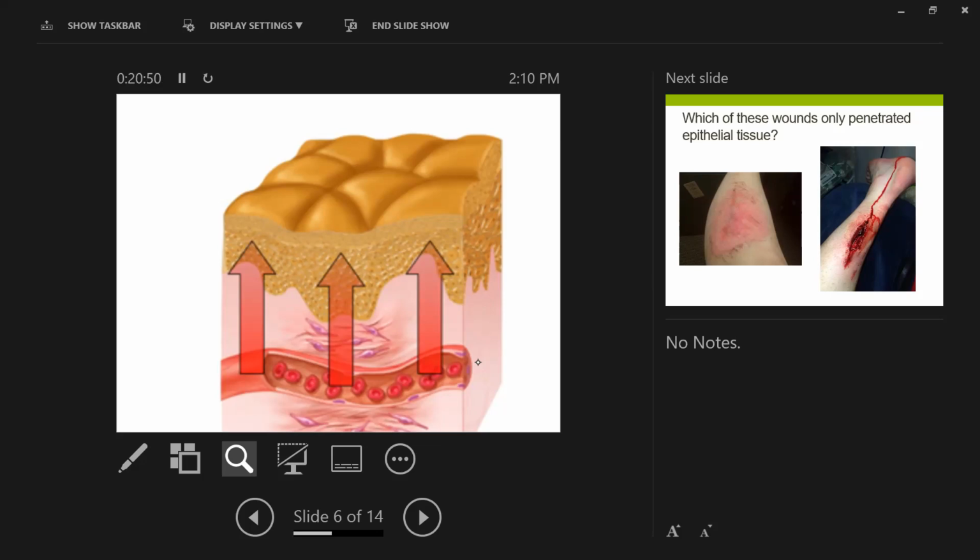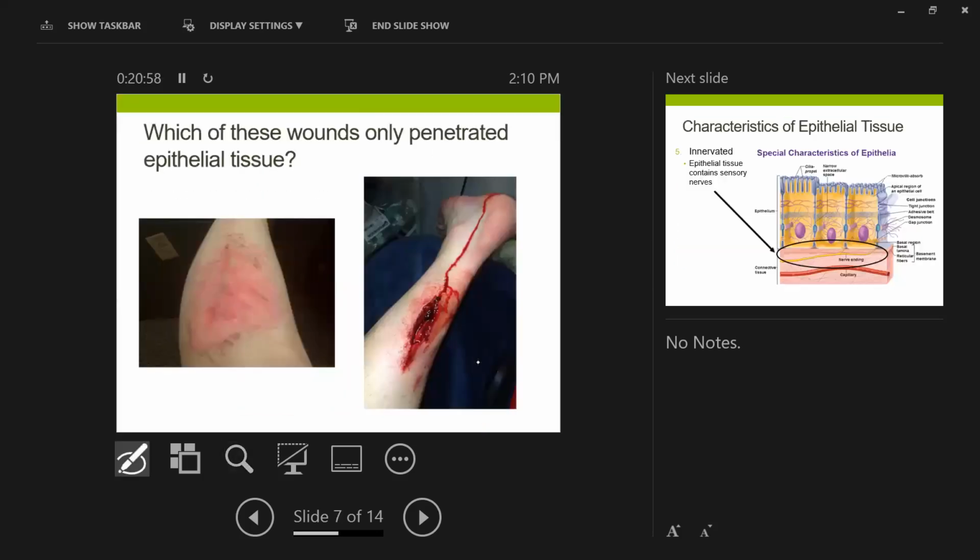We'll talk about vitiligo and other genetic conditions later in this unit, or next unit, actually, when we get to skin. So let's look at this next image. Which of these wounds only penetrated the epithelial tissue? Left or right, Sebastian? Why? Yeah, there's no blood on the left. Remember that the epithelial tissue is avascular. There's no blood.